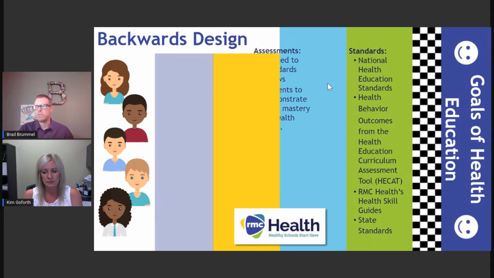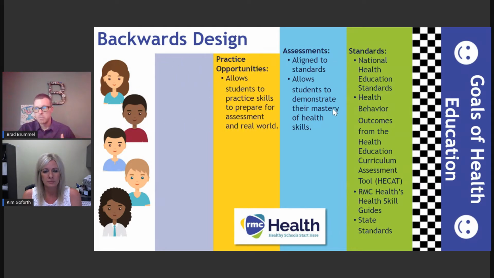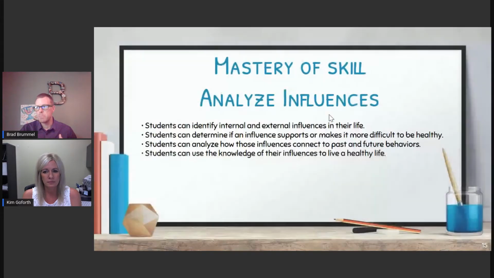Next we're going to figure out, how will we know when our students master this skill? We want our assessments and our mastery to be aligned to our performance indicators. This is next. Before we start worrying about how we're going to teach this skill, we want to figure out how we will know when students have mastered it. So we're going to speak on the assessment and the mastery piece.